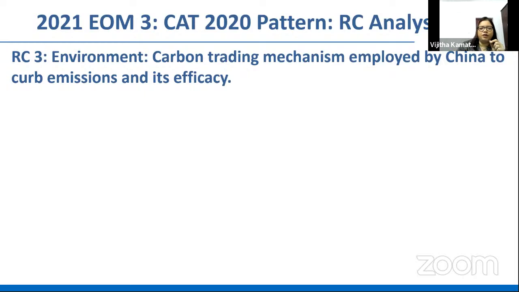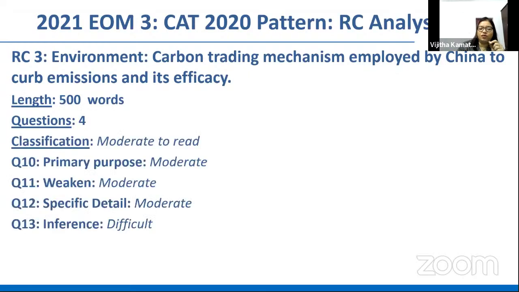Fairly okay, far better than your previous two RCs. The length is also roughly around 500 words and four questions. Unfortunately, you could have looked forward to more questions here because it was an idea you could relate to easily, fairly structured, moderate to read. And you'll find that 3 questions here are moderate. So between RC1, RC2, and RC3, a very good pick in terms of understandability of the ideas as well as the questions would have been RC3.